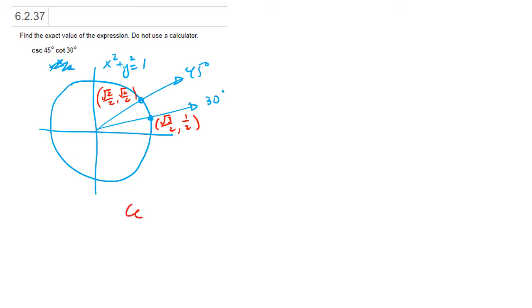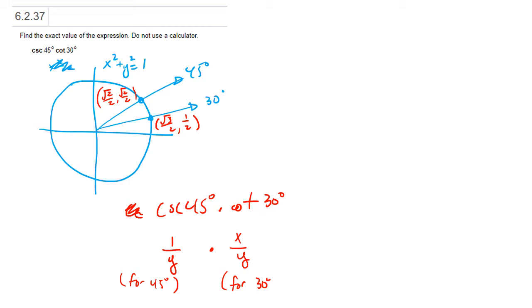So cosecant of 45 degrees times cotangent of 30 degrees. Cosecant is 1 over the y-coordinate. And when I say the y-coordinate, I mean the y-coordinate for 45 degrees. Cotangent is x over y. And here I mean the x and y corresponding to 30 degrees. So I look up the y-coordinate for the 45-degree point, and I get root 2 over 2. And when I look up the 30-degree point, for x, I see a value of root 3 over 2, and for y, I see a value of 1/2.